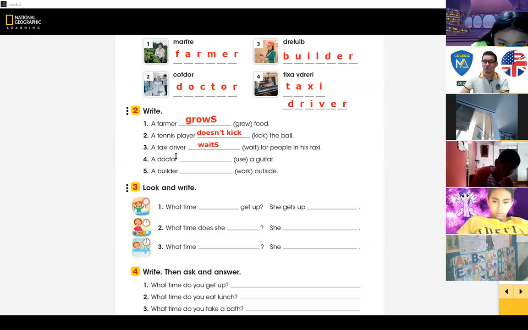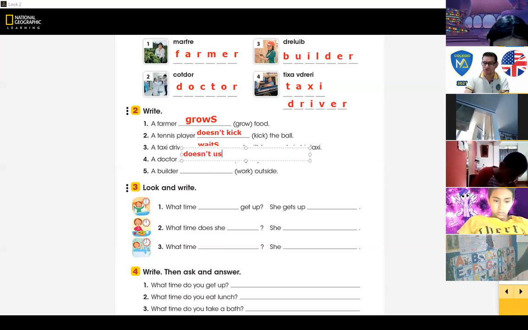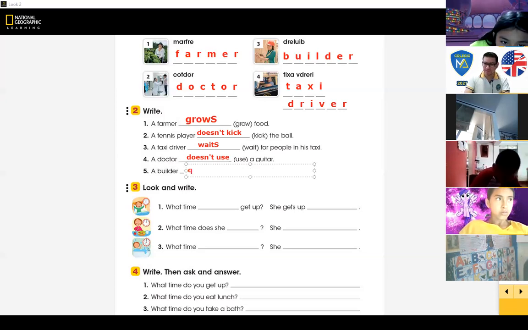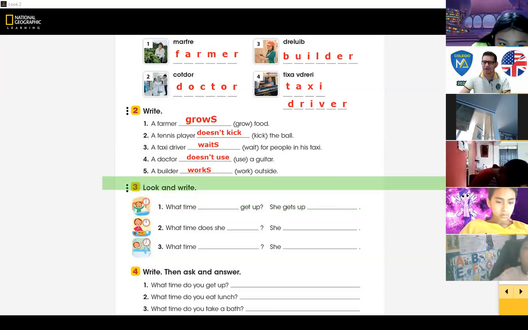A doctor uses a guitar. No, right? I don't think so. A doctor doesn't use a guitar, no? Okay, a musician uses a guitar. A builder works outside. Yes, right? El builder trabaja afuera. A builder works outside, sorry. A builder works outside.